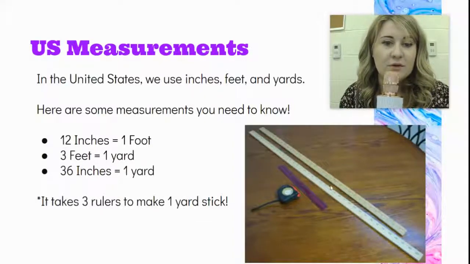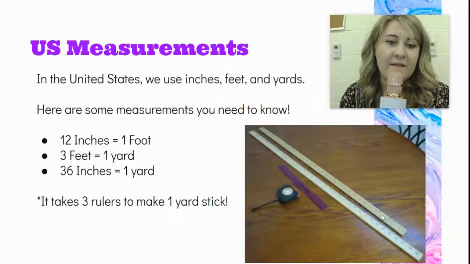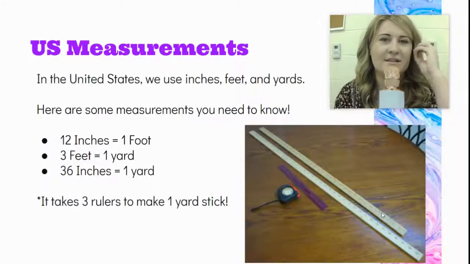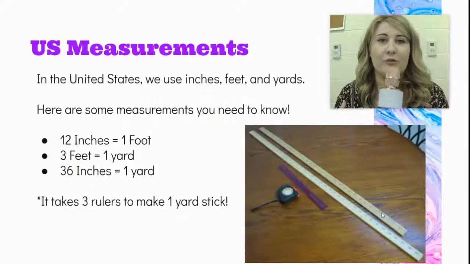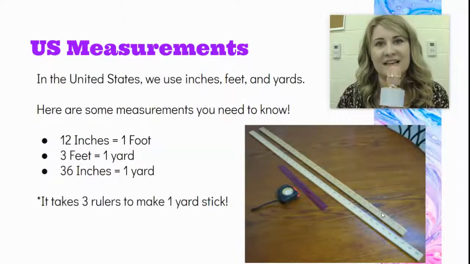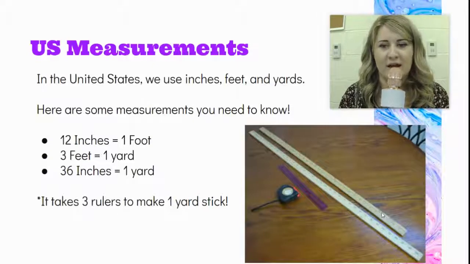That is a ruler. That's also a foot, and there are 12 inches in that foot. And then we also use a yardstick, which is this back one right here. And there are 3 feet in that yard. So there's 3 of these rulers in that yardstick. We use yards to measure like the yards in a football game. We use feet to measure how tall people are, and we use inches to measure smaller objects.